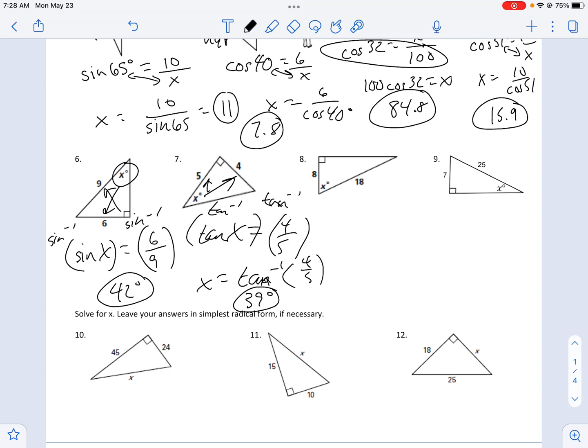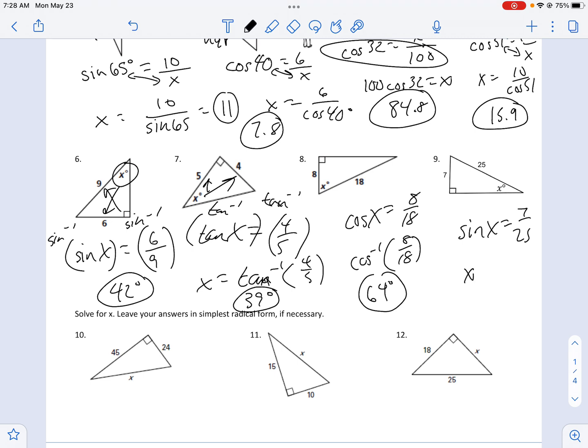Okay, kind of same thing here, so I'll speed it up. We have cosine x equals 8 over 18. We need to do cosine inverse of both sides. So 64 degrees. Sine equals opposite over hypotenuse. So x is sine inverse of 7 over 25, 16 degrees.